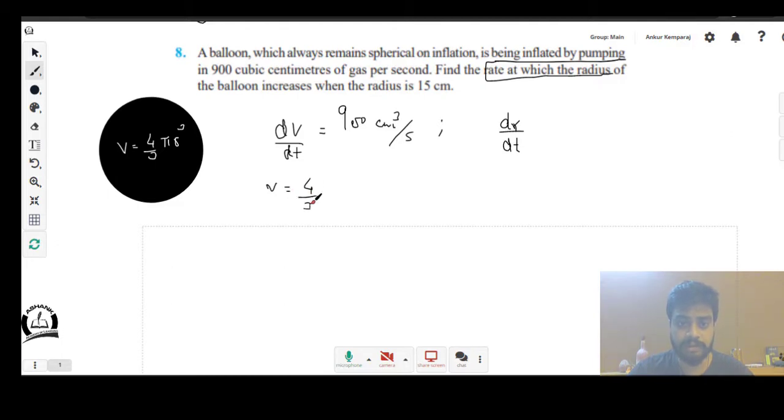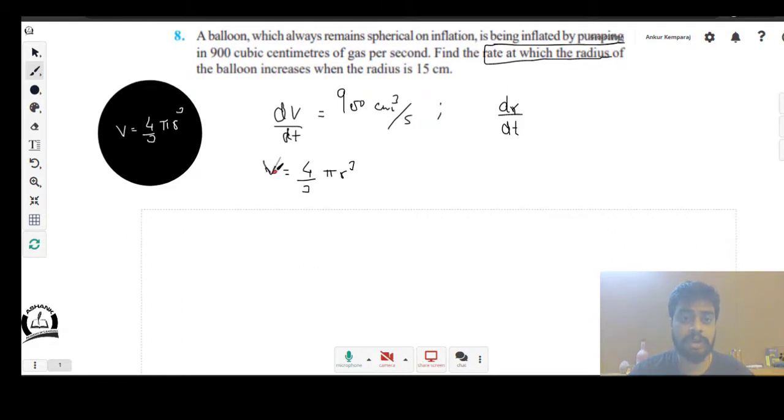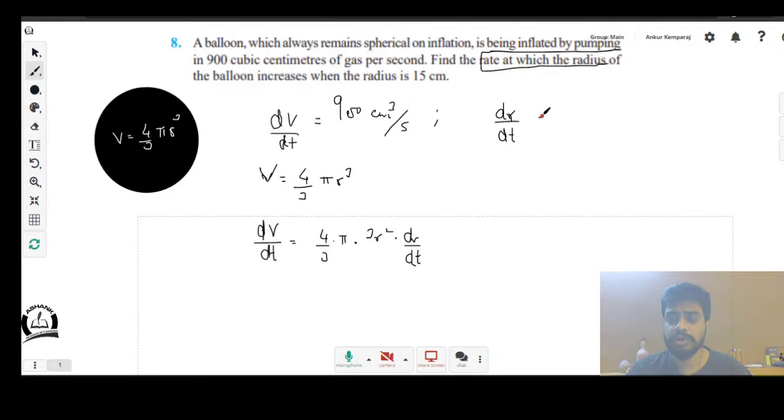So let's write the formula 4 by 3 pi r cube, and we're going to differentiate to see how the volume changes with respect to time. Quite simple, isn't it? So let's differentiate dV by dt and see what we get. 4 by 3 into pi is a constant, of course. I'm going to leave it untouched. I'm going to differentiate r cube. Differentiation of r cube is 3r square into dr over dt. Remember to apply your chain rule. Do not forget it. The question also mentions when the radius is 15 centimeters. What is dr by dt when the radius is 15 centimeters?